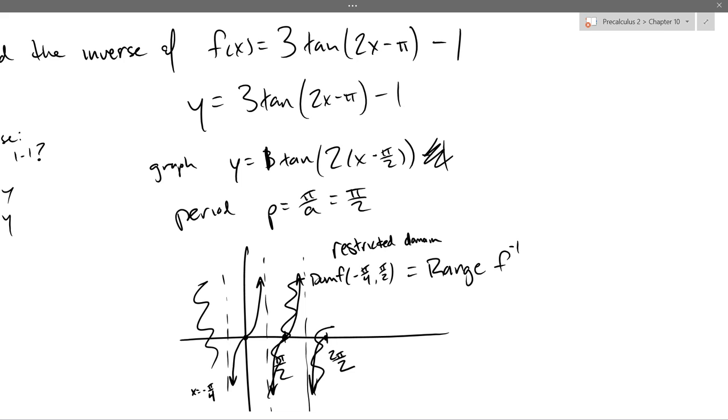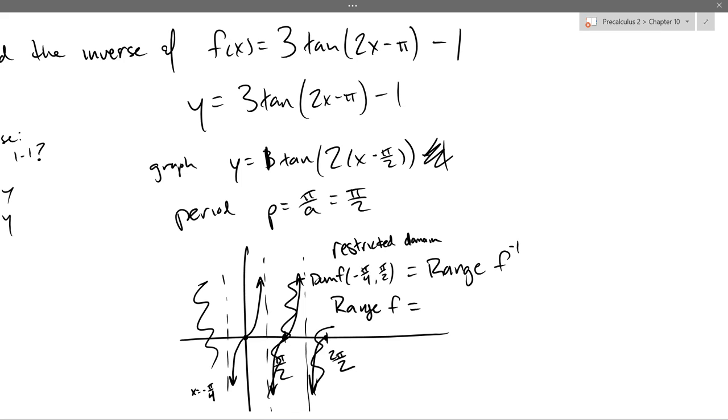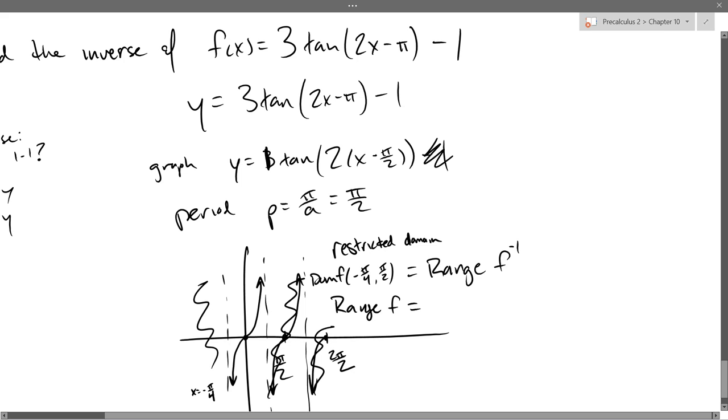Now, I didn't really stretch it or shift it vertically, but you can still tell me the range of f, even without doing any vertical transformations. What's the range of f? What y values does f hit? It's going to hit all of them. Even if I stretch it 3 times bigger and moved it up 1, it's still going to hit every single y value. That's not going to change. So we go minus infinity, positive infinity, and there's our range of f.